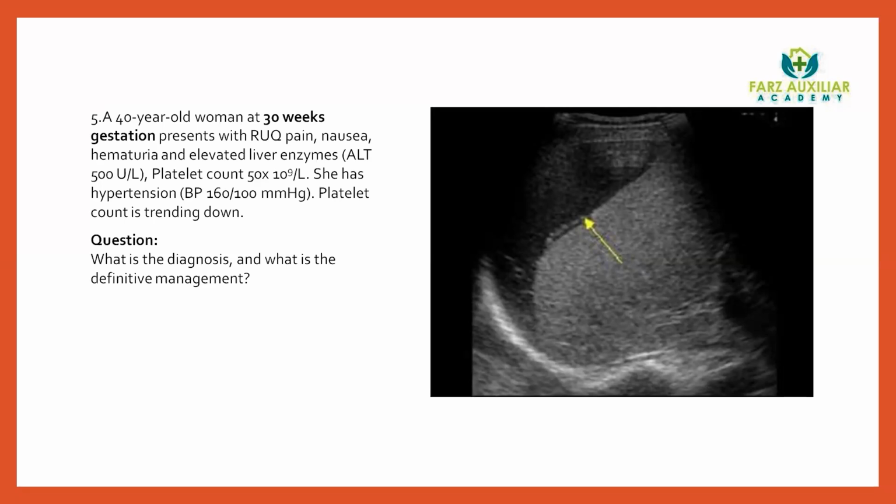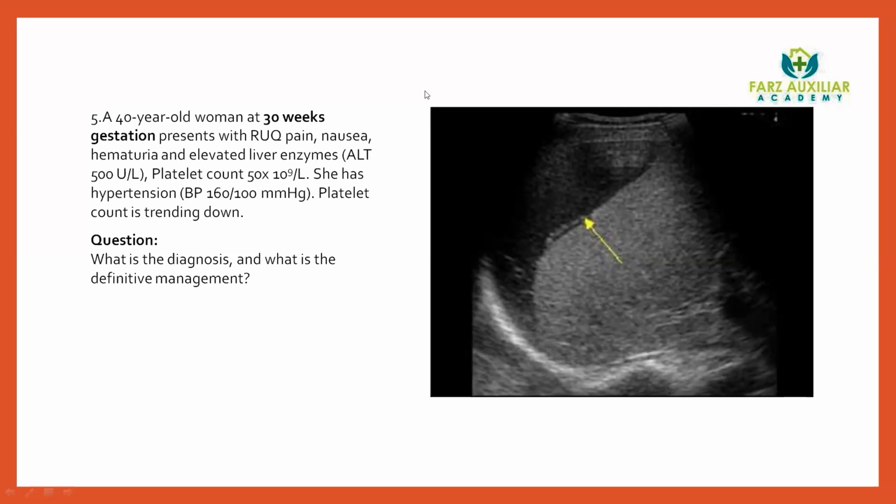A 40-year-old woman at 30 weeks gestation presents with right upper quadrant pain, nausea, hematuria, and elevated liver enzymes, ALT 500, platelet count 50. She has hypertension 160. Platelet count is trending down. Question: what is the diagnosis and what is the definitive management?